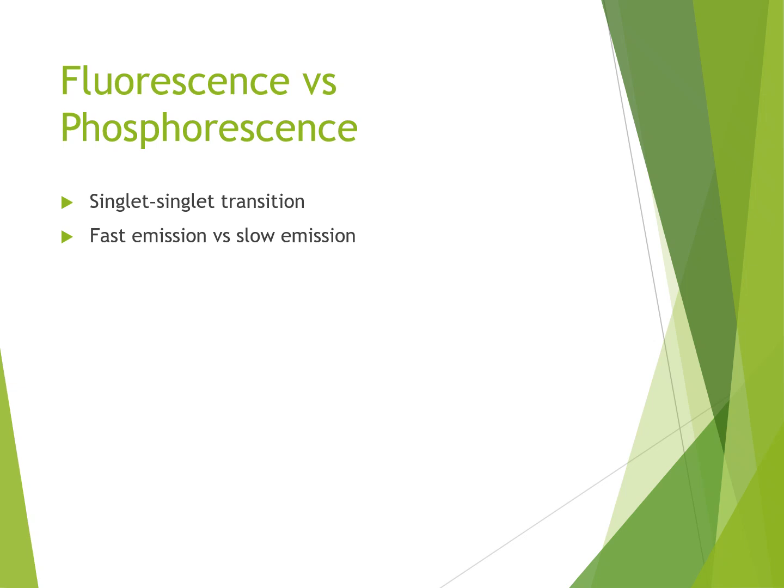However, fluorescence involves the singlet to singlet transition, so it is very fast, because the electron has to come back in singlet to singlet state. So it is a very fast process compared to phosphorescence, which is a slow process.